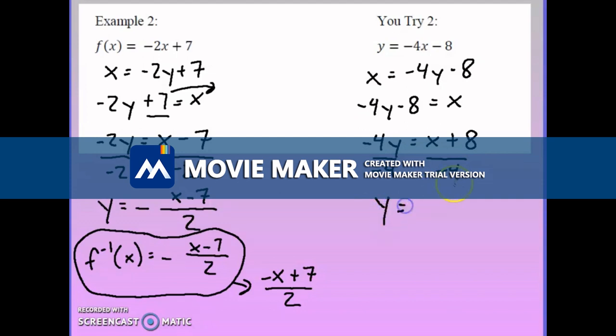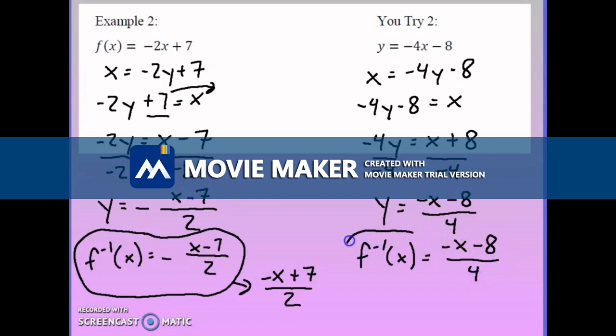So y equals, since you won't have the negative in the denominator, they could move it up here, but that negative, if it's moved to the top, will change the sign, just like it did here. So it'll be negative x minus 8 over 4. So you could write the inverse as negative x minus 8 over 4. If you left it with the negative out front, you could do that, so it'd be negative, then the fraction x plus 8 over 4.